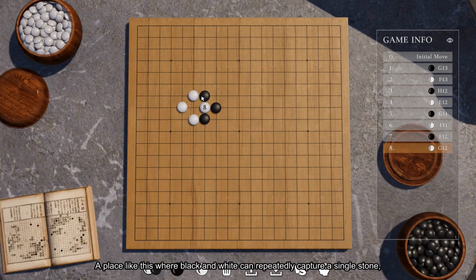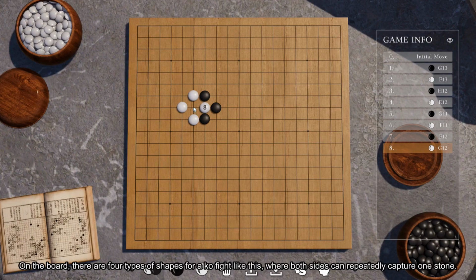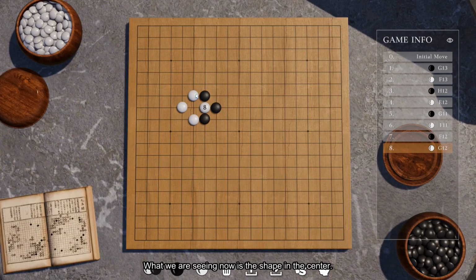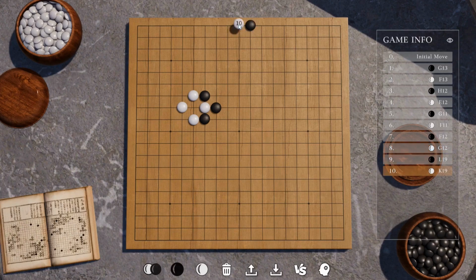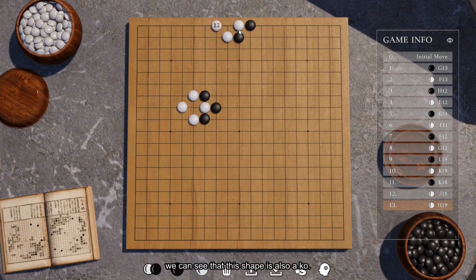A place like this, where black and white can repeatedly capture a single stone, we call this kind of shape a KO. On the board, there are 4 types of shapes for a KO fight like this, where both sides can repeatedly capture one stone. What we are seeing now is the shape in the center. Now, if it is on the side, we can see that this shape is also a KO.